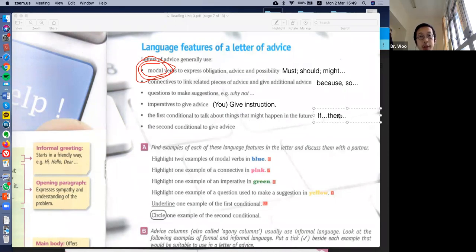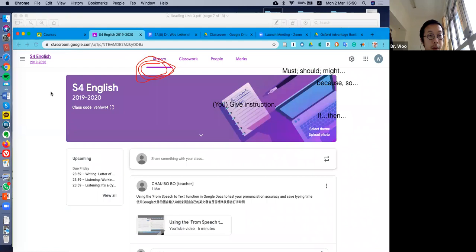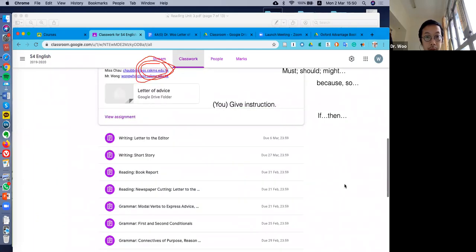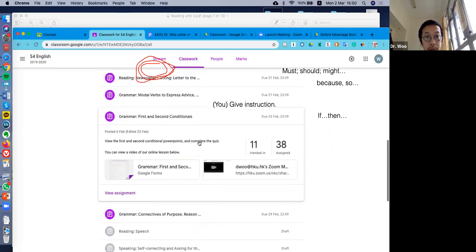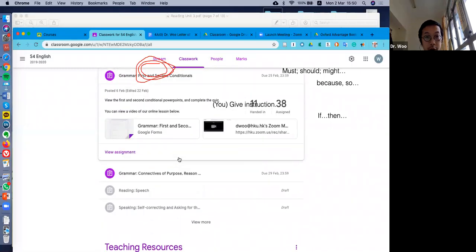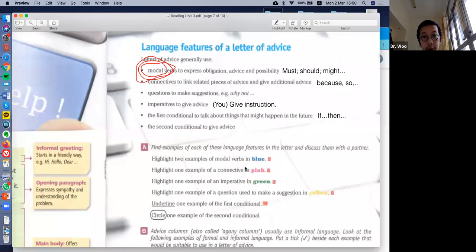So you have two types of conditional sentences. I think we went over that. Oh yeah, we went over first and second conditionals here. So we have modal verbs here to express advice. We have first and second conditionals, and we have connectives here. So if you want to review that stuff, it's over there.